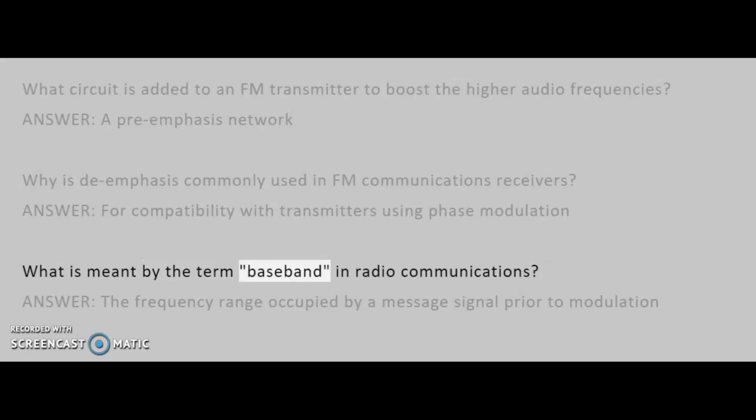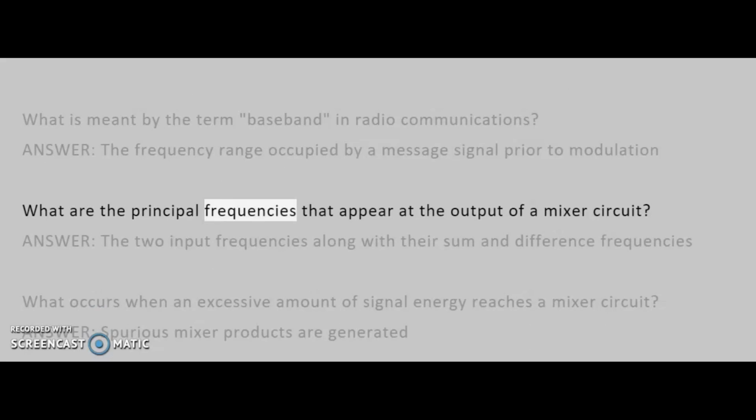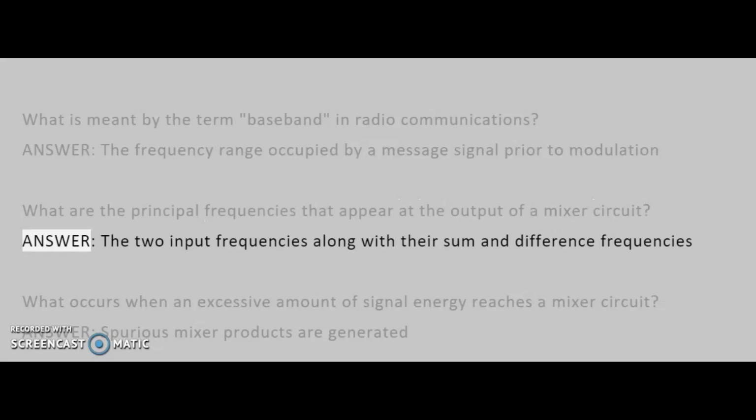What is meant by the term baseband in radio communications? Answer: the frequency range occupied by a message signal prior to modulation. What are the principal frequencies that appear at the output of a mixer circuit? Answer: the two input frequencies along with their sum and difference frequencies.